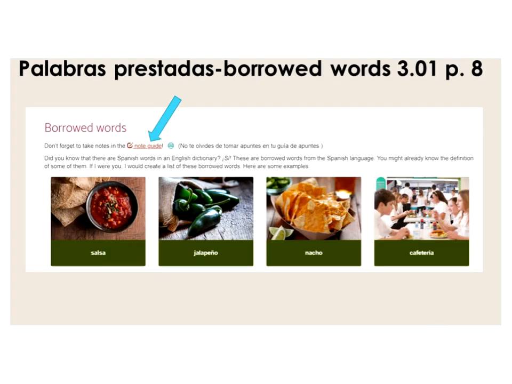Okay. So this is just very quickly some examples of some borrowed words that you should be familiar with, and this should be on your note-taking guides from lesson 3.01, page 8. So make sure you have salsa, jalapeno, nacho, cafeteria. The first three are borrowed from Spanish to English. The last one is more of an English one.